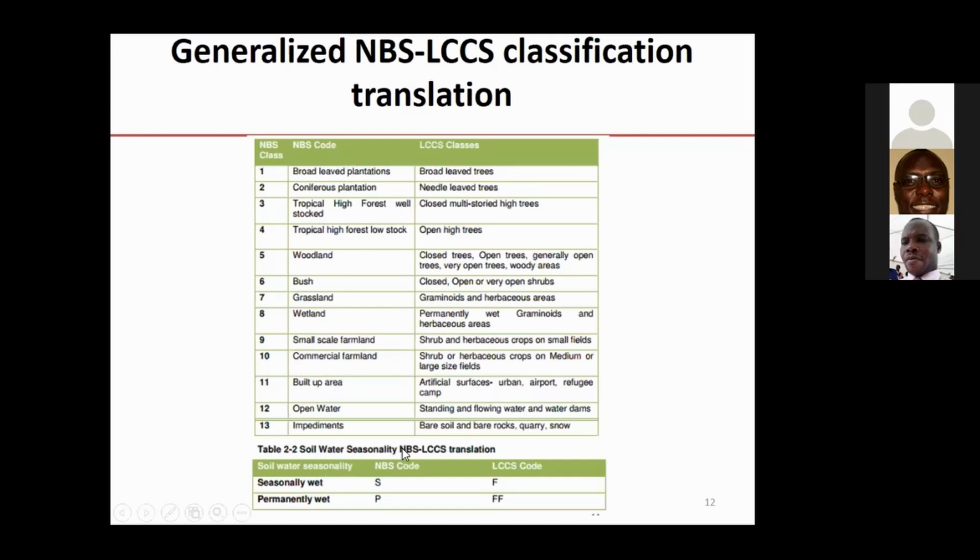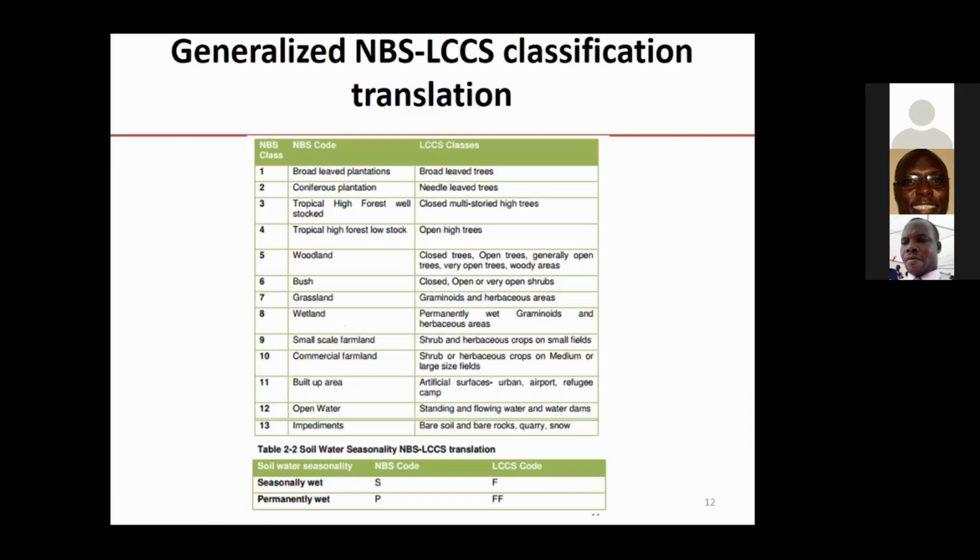Then for water, they classify it according to seasonality: it's seasonal or permanent. If you check the wetlands at a higher hierarchy, you realize that they classify wetlands according to land cover classes. For example, they have wetlands that are grassland, wetlands that are forested, wetlands that are open water, seasonal, permanent. So they've been able to classify their classes just that way.